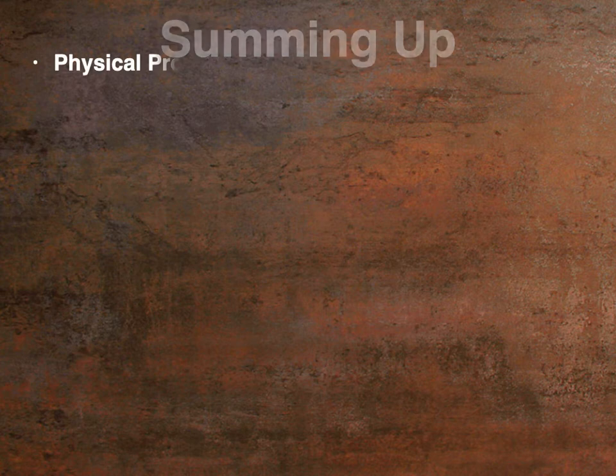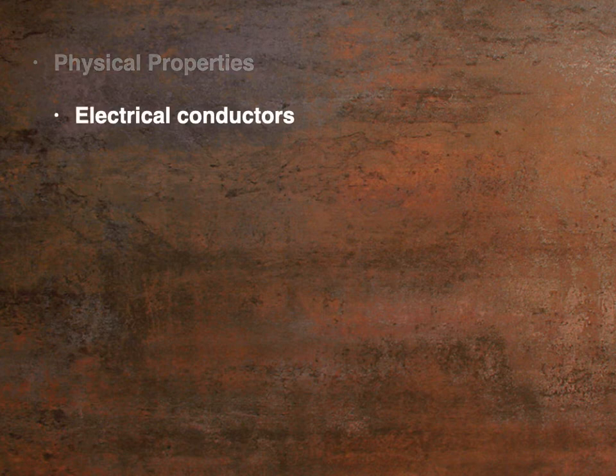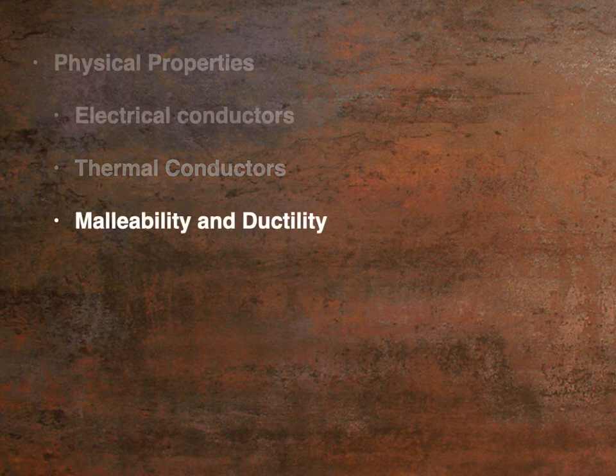So, to sum up, we have been looking at physical properties. Later on, we'll look at what we call chemical properties. What reactions metals do. What happens when they react chemically with other substances. At the moment, we're just looking at physical properties. They include electrical conductivity. All metals are electrical conductors. All metals are good thermal conductors. Malleability and ductility, you should now know about.